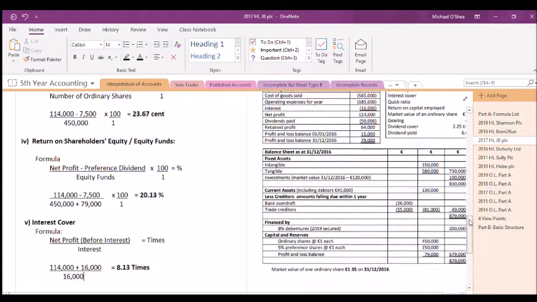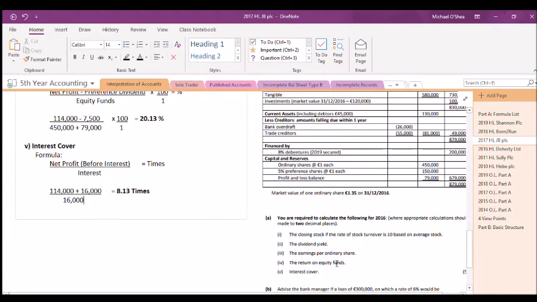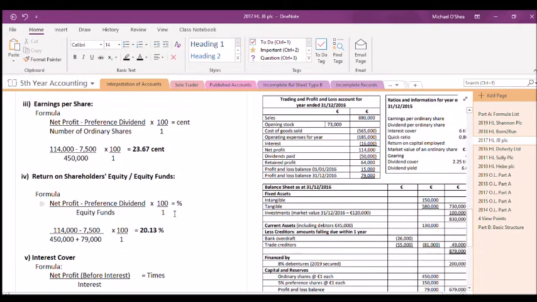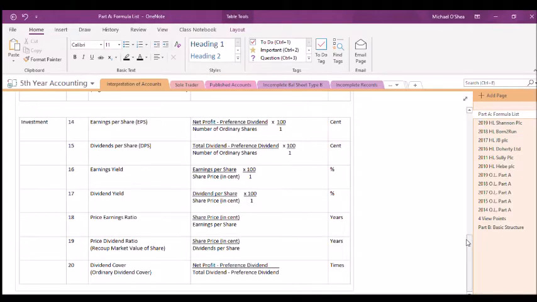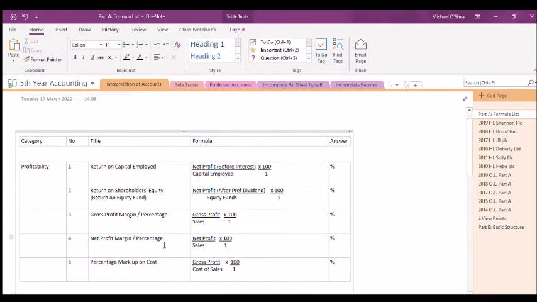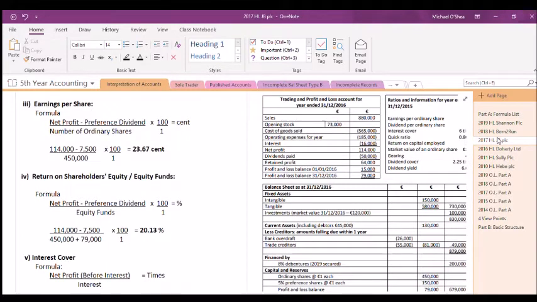Fourth formula. So we're asked to get the return on equity funds. As you can see here, I have something else written up there because if you look back at your formula list, at the profitability at the top, I have return on shareholders' equity. It's the same thing as return on equity funds. Just to confuse you, they can ask you this in a different way. Next year might be return on shareholders' equity. This year was return on equity fund. Nevertheless, the formula is net profit after preference dividend divided by equity funds multiplied by 100 over 1 is equal to percent.